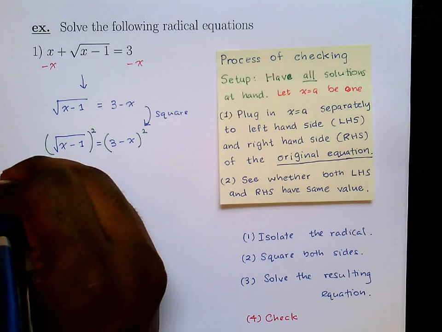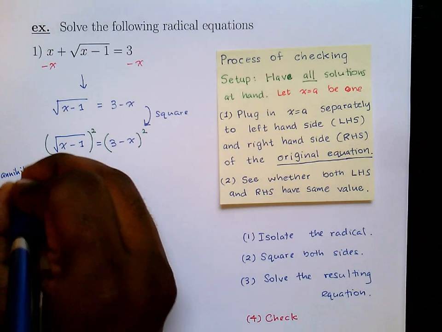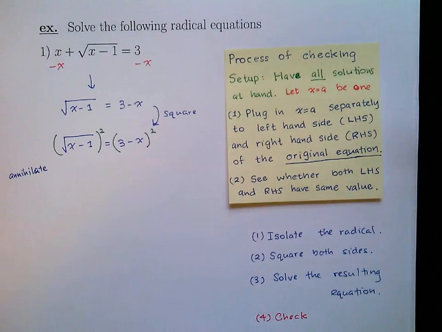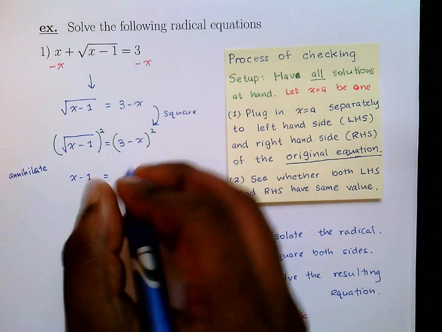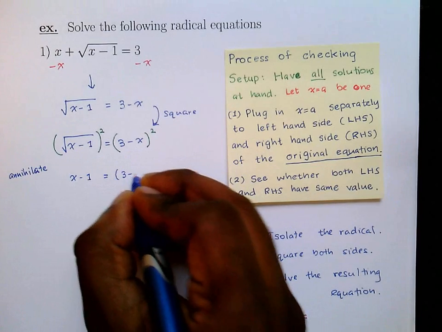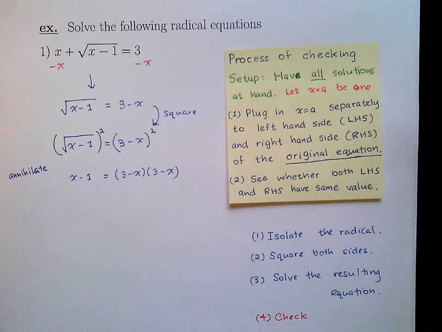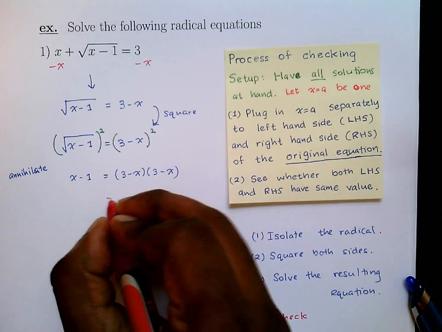And here, square root and square roots annihilate each other, so you just get x minus 1. Here you need to foil. So I mean, I wouldn't foil, but you need to know that you shouldn't do 3 squared minus x squared. Okay, so let's foil it.